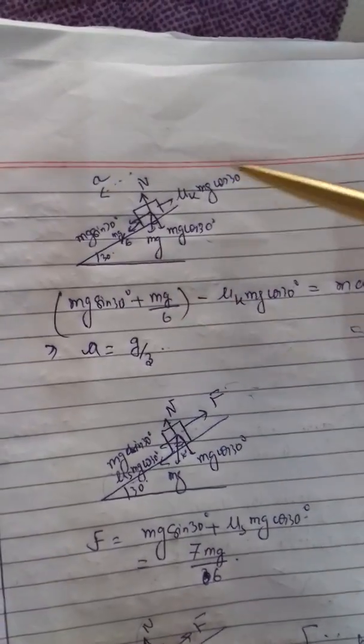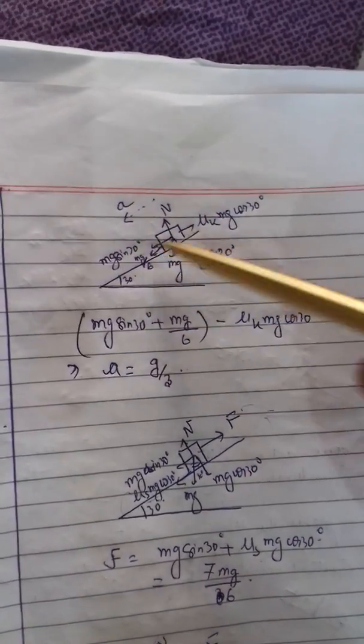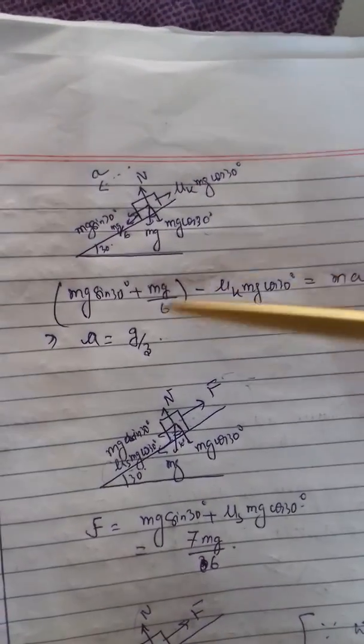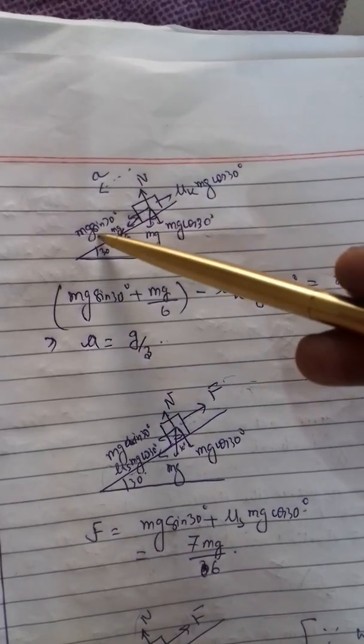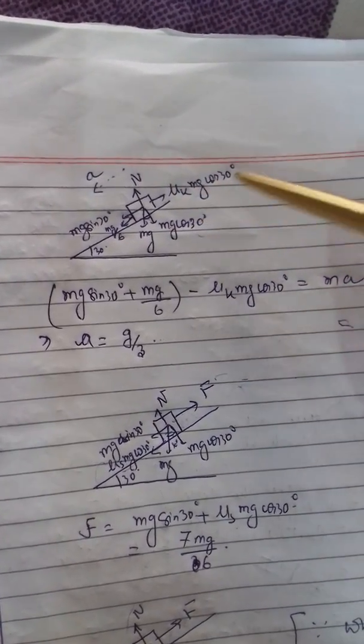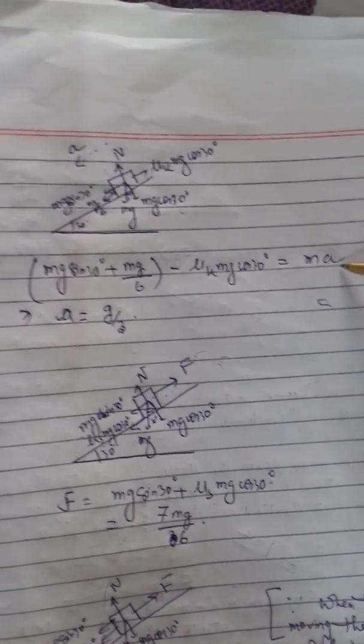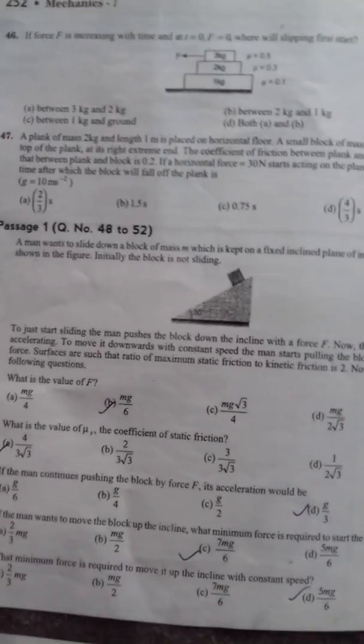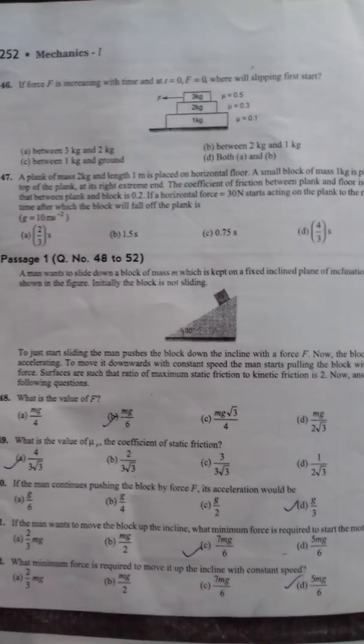So what is the equation? The equation will be the net force, this side force minus this side force, equals ma. So this is mg sin 30 degree plus mg by 6 minus this side force, that is mu k mg cos 30 degree, equals ma. From there we get the value of A as g by 3. What is the option? Option number D. So the answer to question number 50 is D.